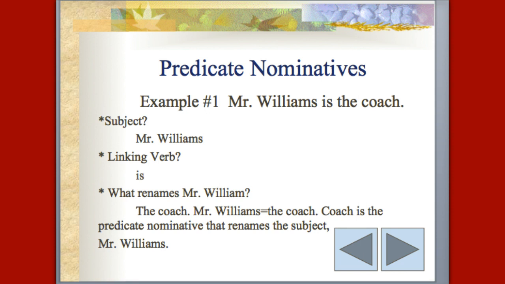Now here's our first example. Mr. Williams is the coach. You might think about direct objects. Mr. Williams is what? He's the coach. However, is a linking verb, and coach renames the subject of the sentence, which is Mr. Williams. And so Mr. Williams and coach are really the same, right? You could say the coach is Mr. Williams. In this sentence, Mr. Williams is the subject and coach is the predicate nominative.